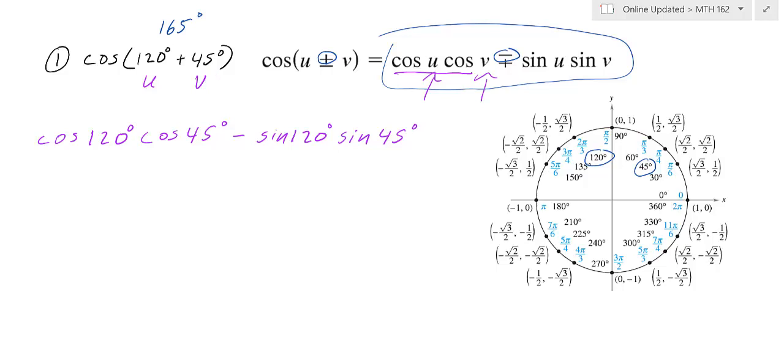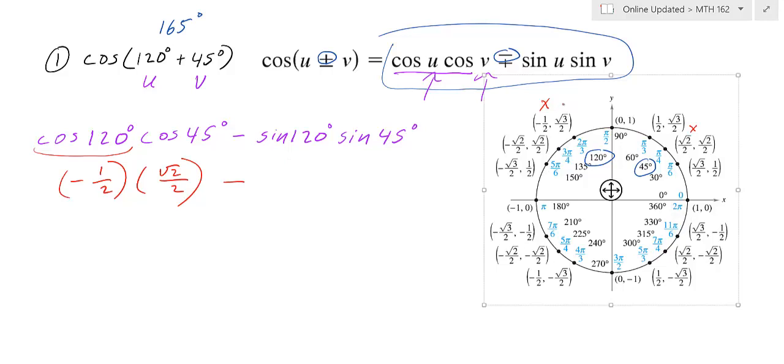Now what we can do is go to our unit circle and look at where we have a cosine of 120 degrees. If we locate 120 degrees, we can find the cosine, which is the x-coordinate, so that would be equal to negative 1/2. And then we would look for the cosine of 45 degrees. At 45 degrees, the cosine, which again is the x-coordinate, would be the square root of 2 over 2, minus the sine of 120. That's the y-coordinate, so that would be the square root of 3 over 2.